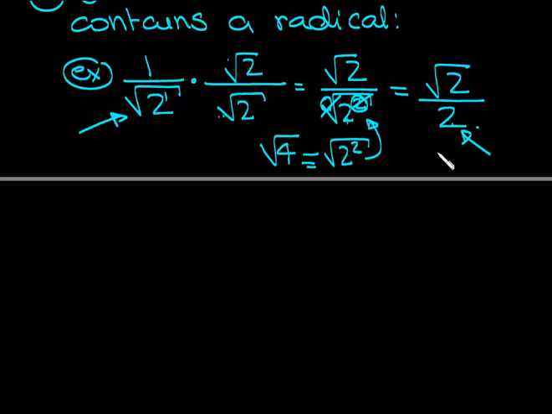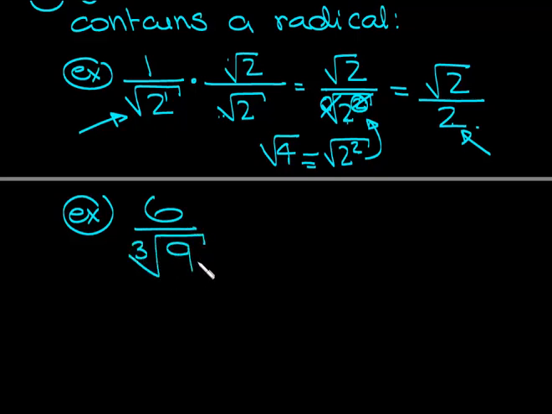Okay. Let's take a look at another example. Okay, let's say that I have 6 over cube root of 9. Now if I had a square root of 9 on the bottom, I would be done, because square root of 9 is 3, and then I have 6 on the top, 3 on the bottom. That reduces to 2. Okay, but in this case I have a cube root. So what do I want to do? Well, somehow I want to multiply by something, so eventually I end up with a cube root of something.